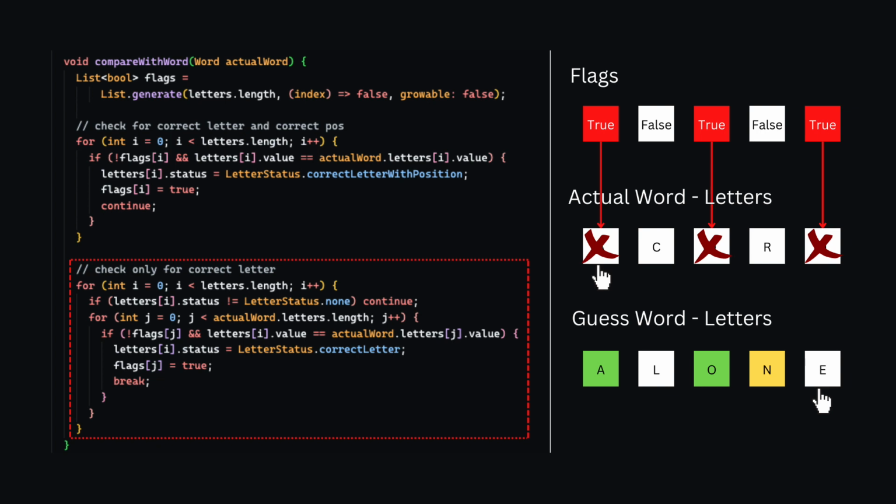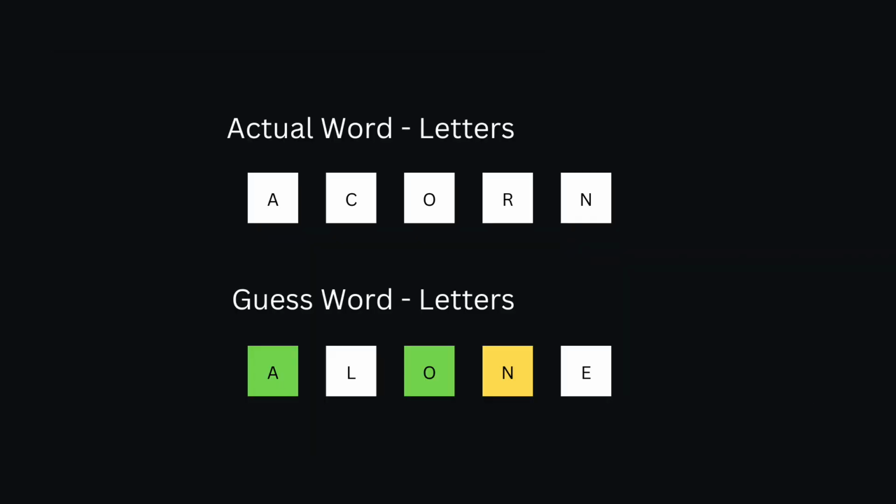Next, we move to the letter E of the guess word. The first letter A of the actual word's flag is true, so we move on to the next. E doesn't match with C, we move on to the next. The flag of O is true, we move on to the next. E doesn't match with R, so we move on to the next. The N's flag is true. That's it. Now the guess word has been compared against the actual word and all of its letters' statuses have been updated.